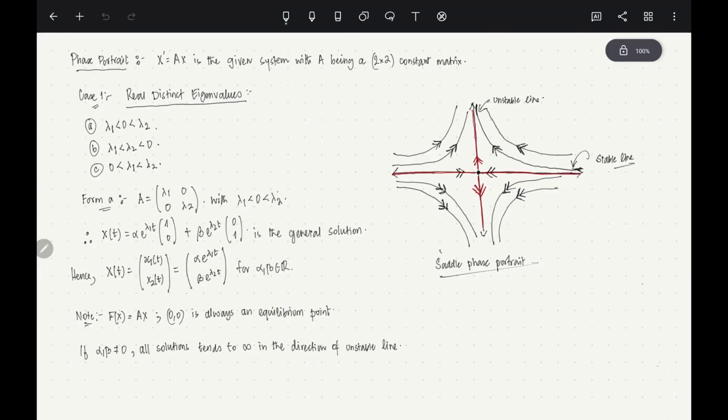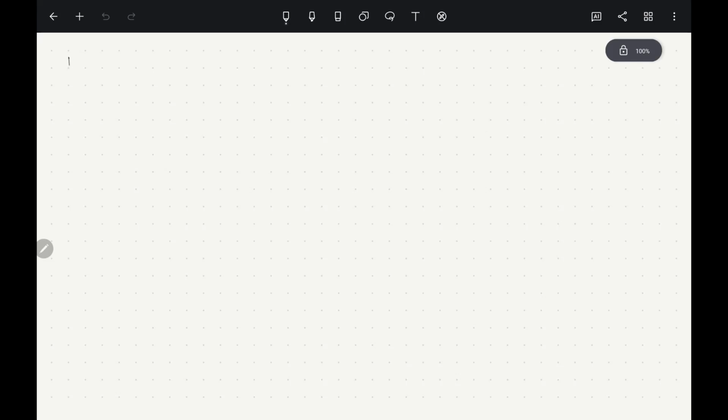So this is the form A. There is a different form, let's just call it form B. What happens is if both are non-zero but have different signs, then you have a saddle. Now we have another situation, and this situation we are going to look at.